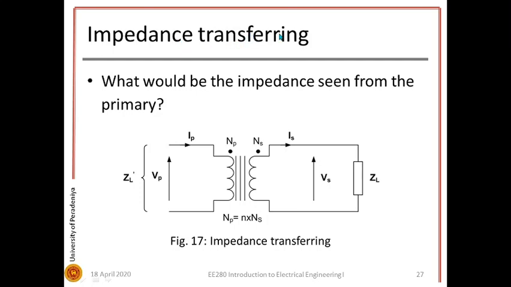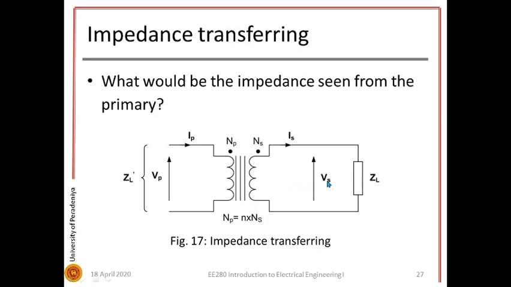Now I will move on to the third section of this video lecture, which is the impedance transferring. In case of the transformer, we are going to connect the load to the secondary winding. So now the impedance seen from the secondary side would be ZL. But what would be the impedance which you would see from the primary side? That is what we are going to find out with this impedance transferring.